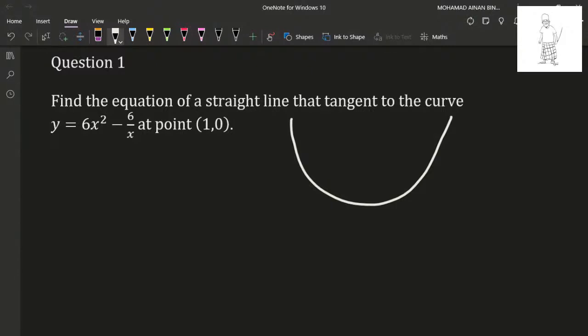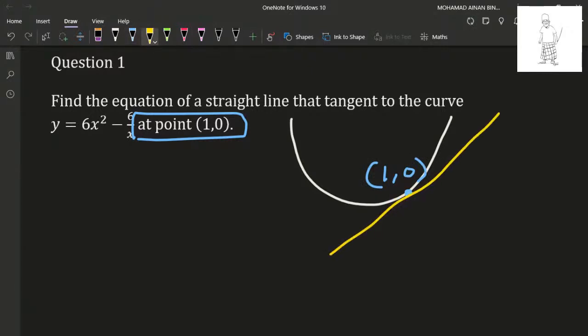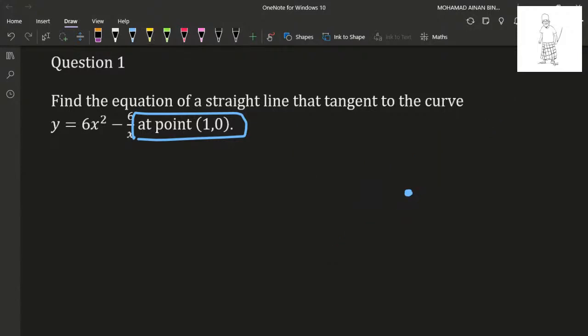What the question wants is a straight line that is tangent to the curve at point 1, 0. So at point 1, 0, something like this over here, this line touches the curve at only one point. So that's the sketching. We are going to do it over here.